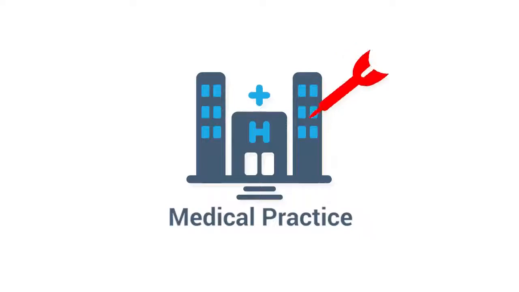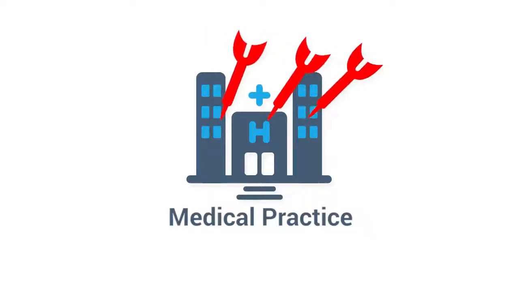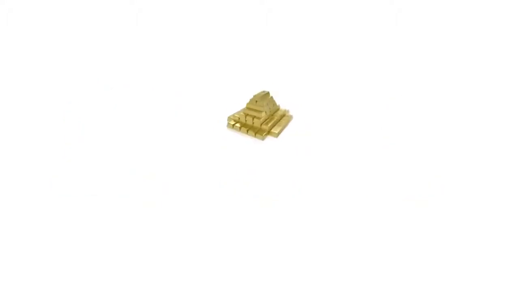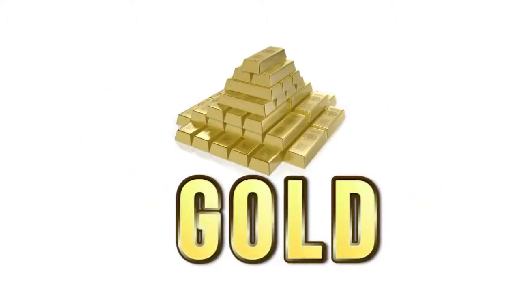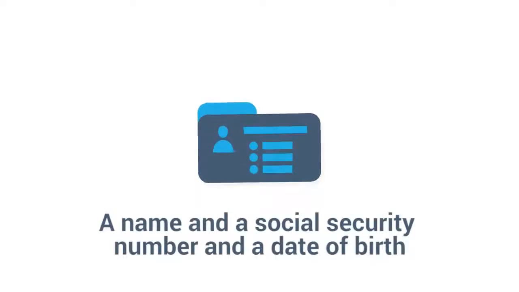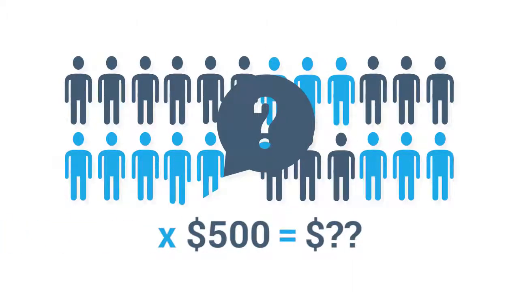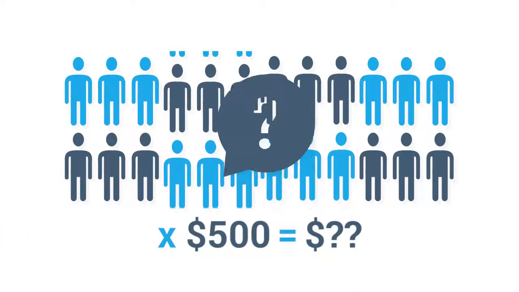Why are medical practices targeted more than, say, a dry cleaner or a yogurt shop? For a hacker, your patient data is gold, and it's low-lying fruit. A name and a social security number and a date of birth. It's worth approximately $500 per record for an identity thief. How many records do you have? Times that by 500, and that's what you're worth to a hacker.